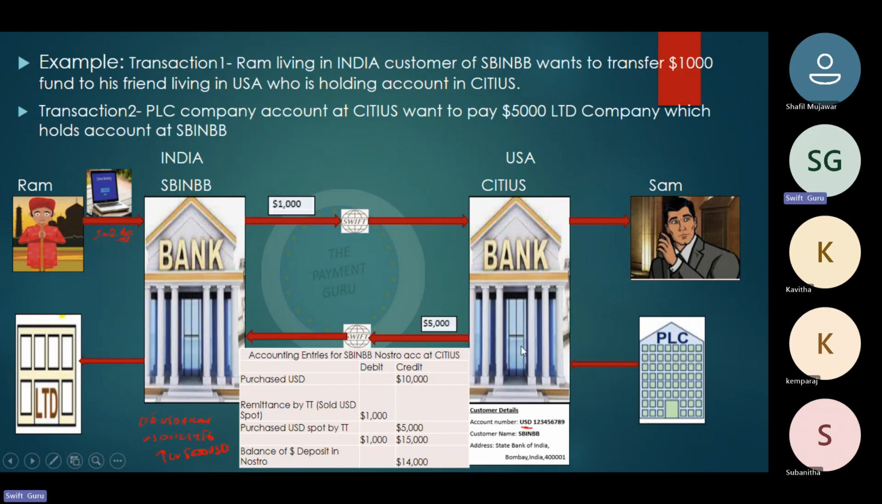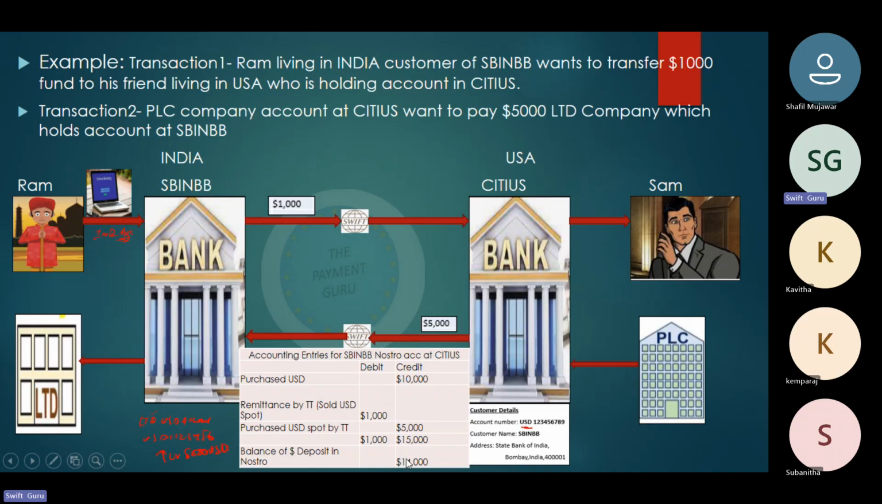CTS Bank then internally credits the Nostro account of State Bank of India, a Vostro account for me, and sends a message instruction to State Bank of India saying, hey State Bank of India, I have credited $5,000 to your account, and I am sending a message instruction which contains all the information of the beneficiary customer. Please help to credit the LTD corporate customer. After receiving this fund-in notification, State Bank of India then credits the LTD corporate customer.